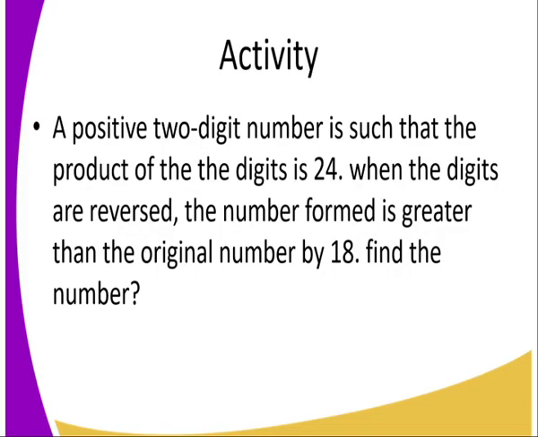Then the activity for today. This is the assignment you're supposed to do. A positive 2-digit number has a product of the digits equal to 24. When the digits are reversed, the number formed is greater than the original number by 18. Find the number. This is where you are required to form the quadratic equation, and then from there you solve the equation.